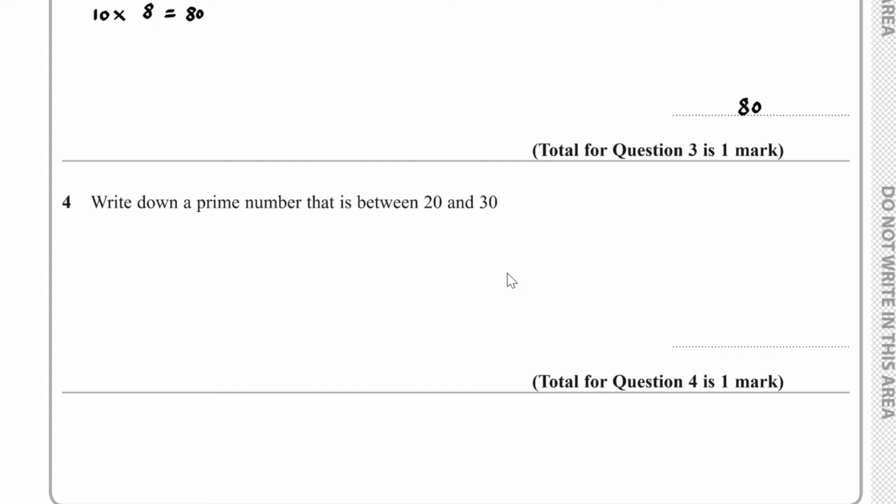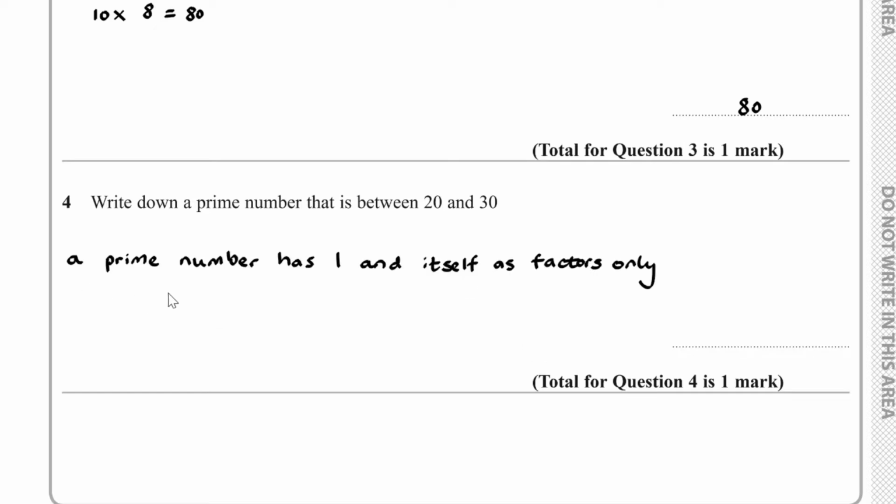Question number 4, we have to write down a prime number that is in between 20 and 30. And remember the definition of a prime number. A prime number has 1 and itself as factors only. So there's a couple of numbers we can choose. We can choose 23. We can also choose 29 as well.